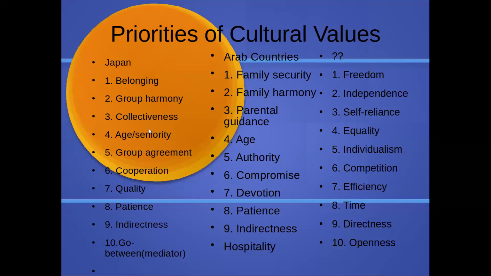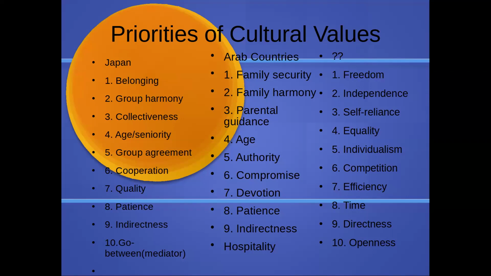Here you can see that this is dependent on cultural values. These are some cultural values of three countries. Do you want to guess what the third country is? Japan. Japanese cultural values are very group oriented. They belong to one family of the country, with collectiveness, age and seniority.